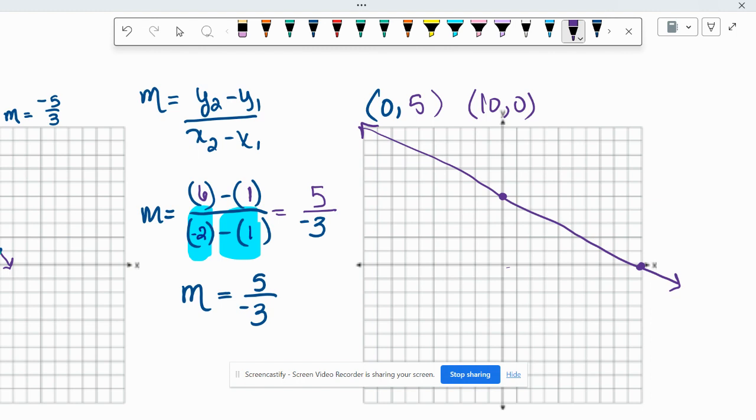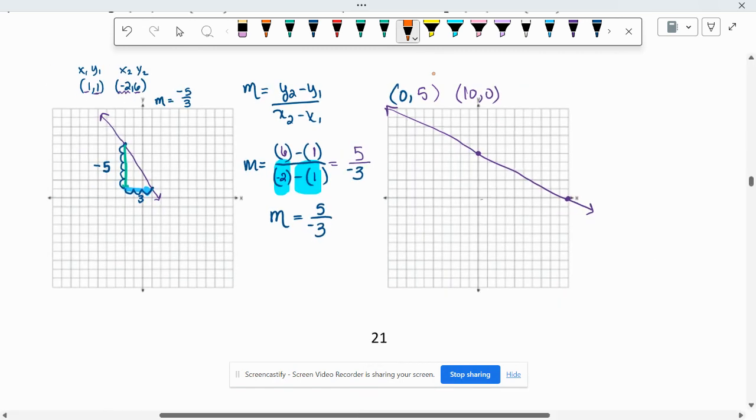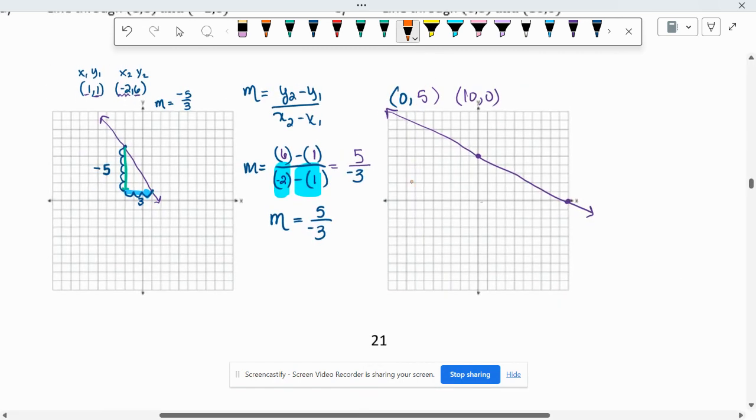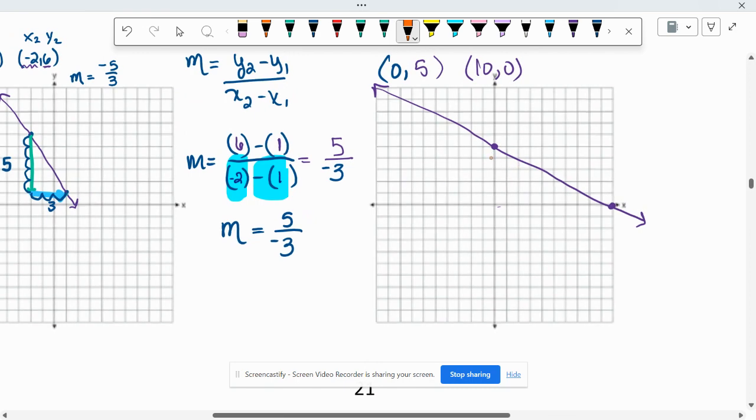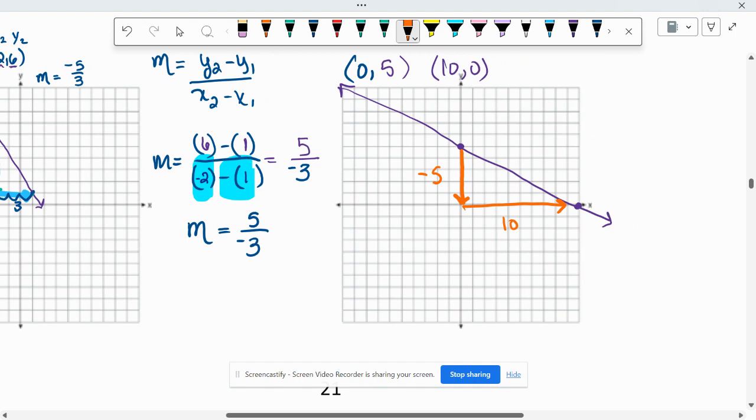So tell me, is this, do you think, going to have positive slope or negative slope, and why? Why, Gerardo? Yeah, as x gets bigger, what's happening to my y values? They're getting smaller. Y was 5, and now it's 0, right? So I know it's going to have negative slope, meaning I'm going to go down first. How much do I go down, and how much do I run to the right? I go down 5, and how much do I go to the right? 10. So my slope is negative 5 over 10, which is the same thing as negative 1/2.